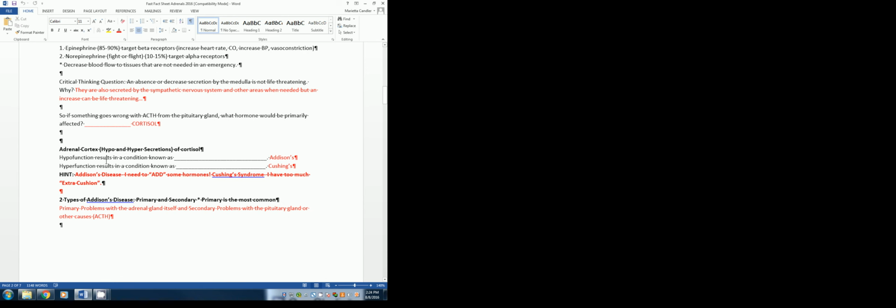All right, the adrenal cortex can have hypo and hyper secretions of cortisol. That's our main one because the other two have backup systems. So if we have hypofunction of the adrenal cortex, it results in a condition known as Addison's. Addison's, hypofunction, I need to add some. That's how I remember that. Hyperfunction of the adrenal cortex of cortisol results in Cushing's. Cushing's because you get fluffy like a big cushion. Okay. So hint, Addison's, I need to add some. Cushing's, I've got too much extra cushion going on.